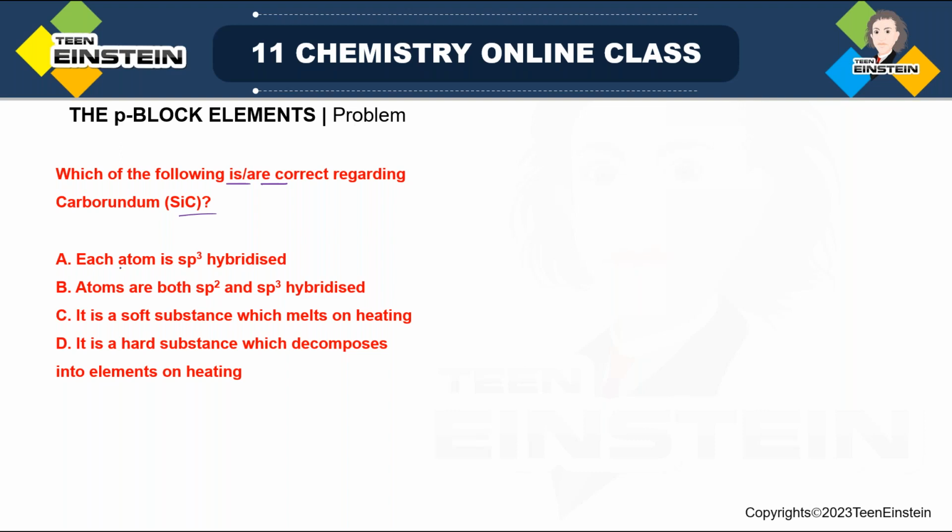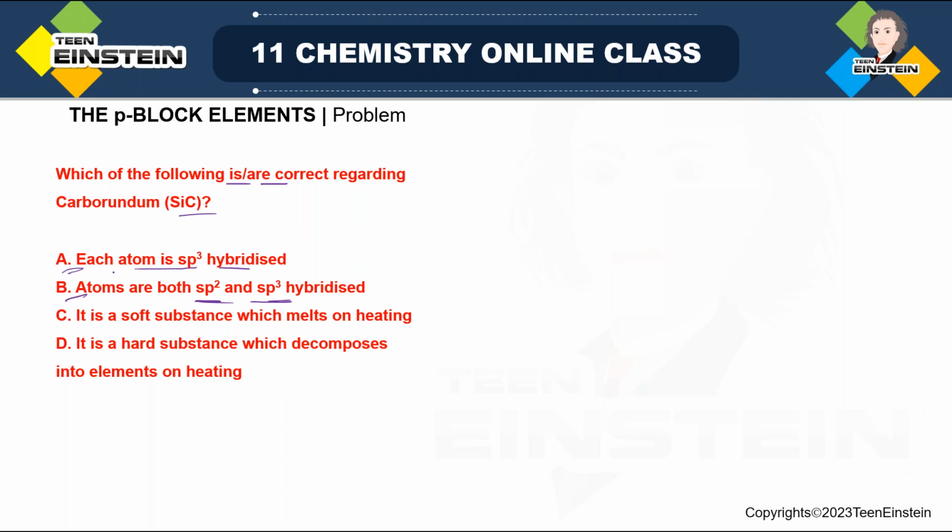The first one says that each atom in this compound is sp3 hybridized. The second one says that atoms are both sp2 and sp3. Now A and B, these two options together cannot be correct. Either one you have to choose. Right? Now remember the structure. There is only single bond and we have not seen any pi bond. So sp2 hybridization is not possible. So each atom is sp3 hybridized. That should be correct, not the second one.